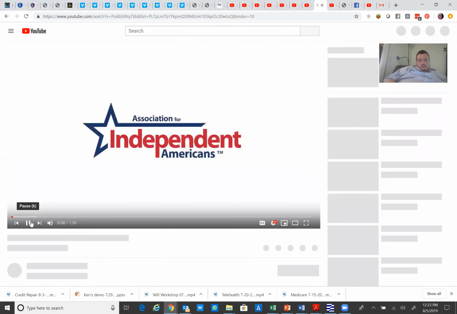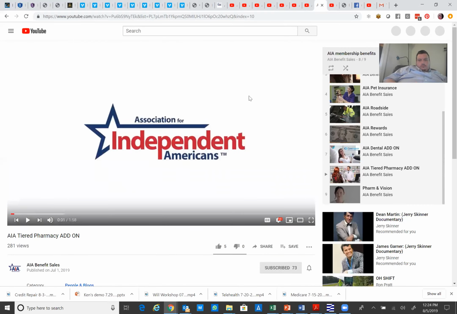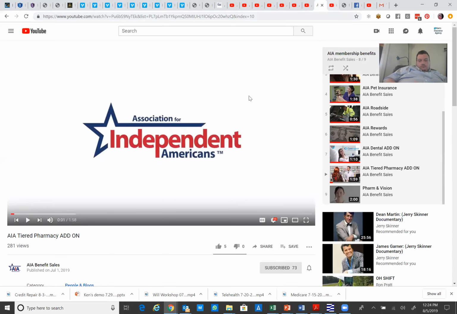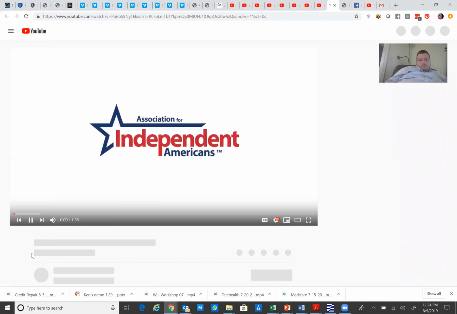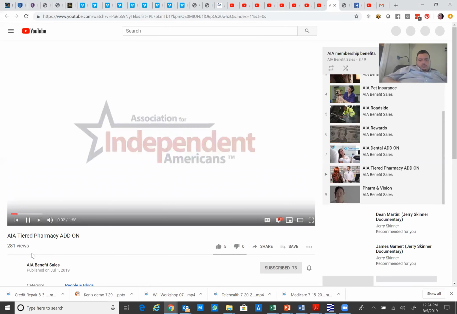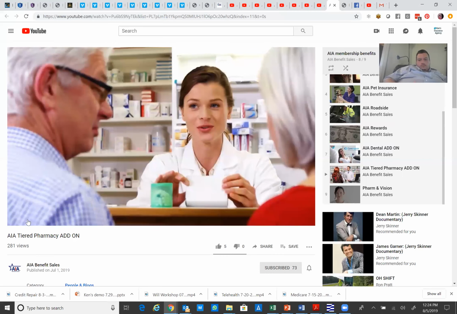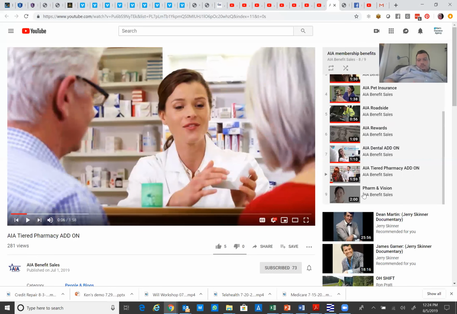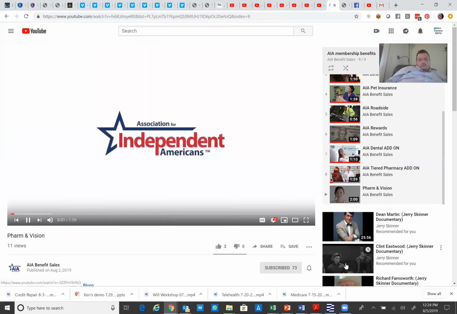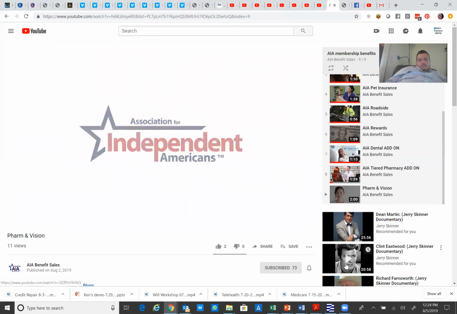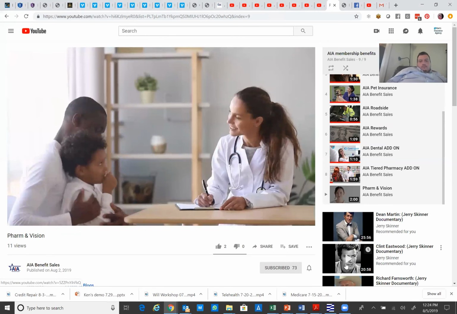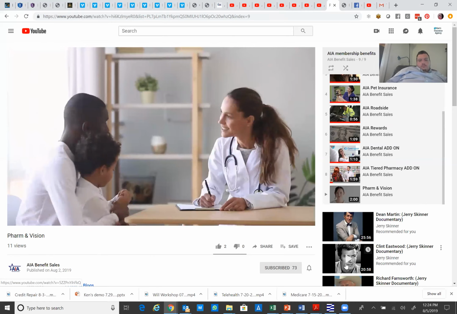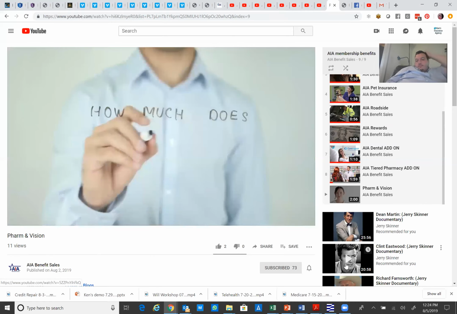Association RX. What if you knew the cost of your medicine before you went to pick them up? Do you not have insurance for prescriptions? Not enough coverage or no coverage at all? Are you not getting the medicine you need for care because of the cost?